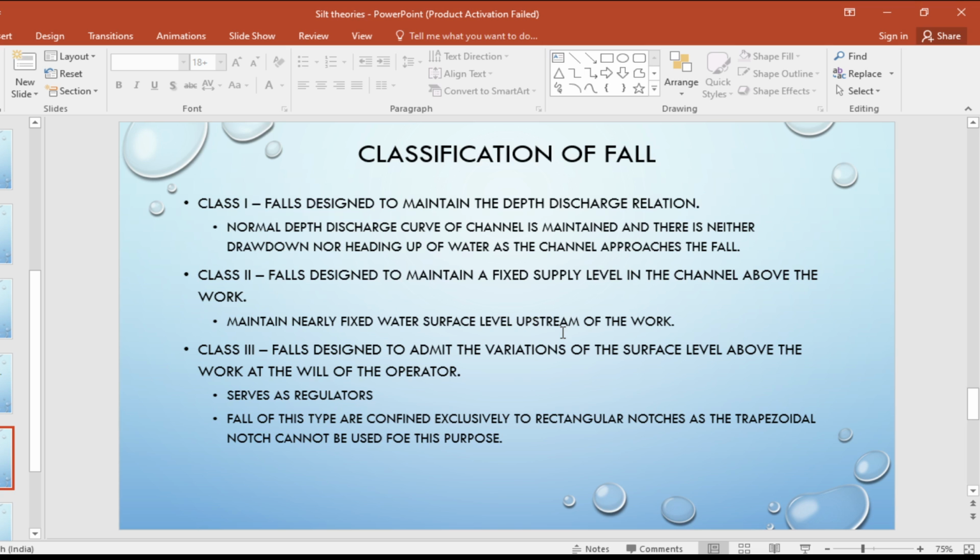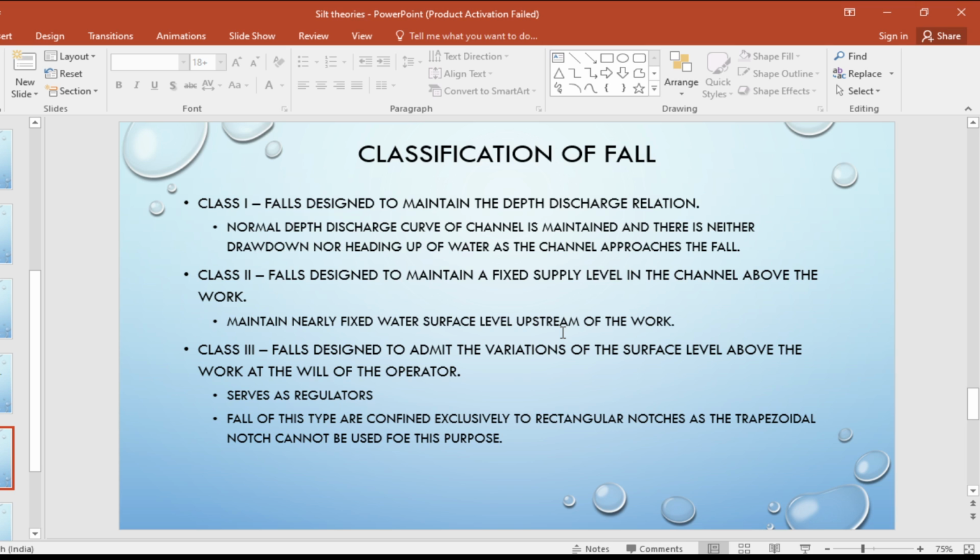The falls under this category are trapezoidal notch fall and low crested rectangular notch fall. Two types. In this low crested, the depth discharge relationship is not so well maintained as in the trapezoidal. The second type of fall is liable to cause silting of the channel and it is run at a lower level than the design level for long periods.